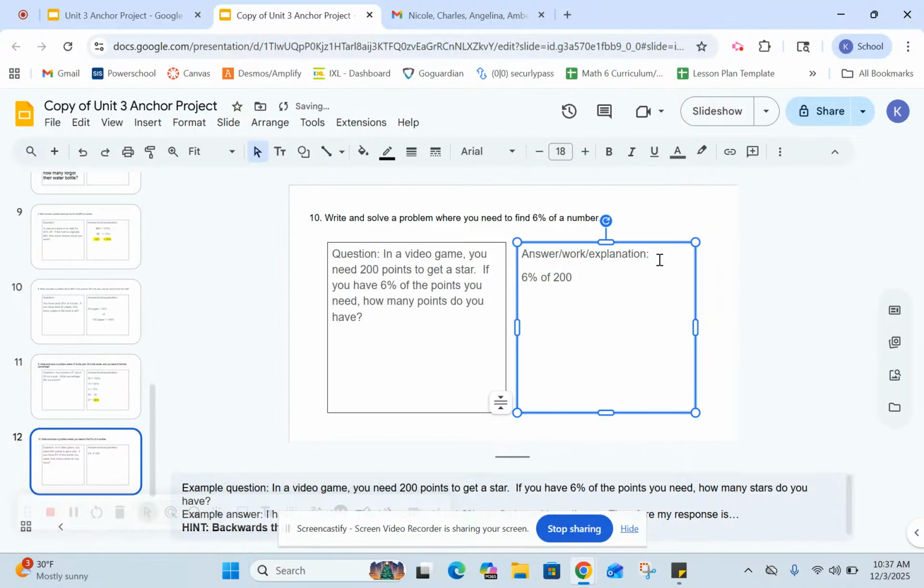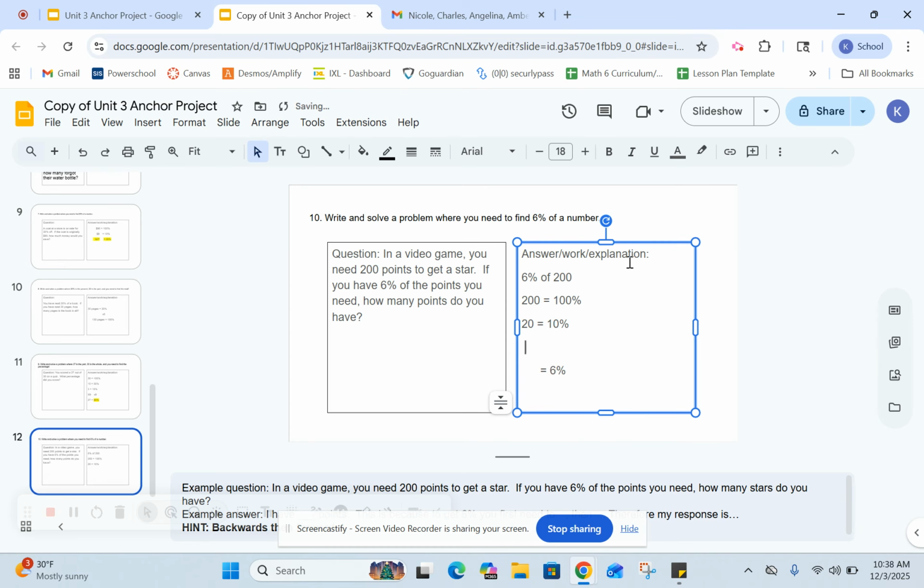So let's try this out. We know that 200 is 100% because that's how many points we need. That means that 20 would be 10%. If you divide by 10, right, to go from 100% to 10%, divide by 10, 200 divided by 10 is 20. So that means, but that's still not helpful to get 6%.